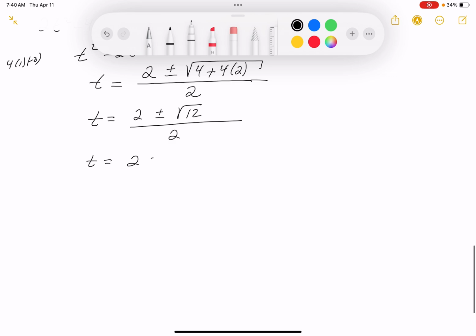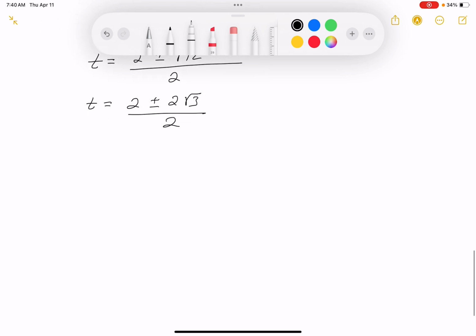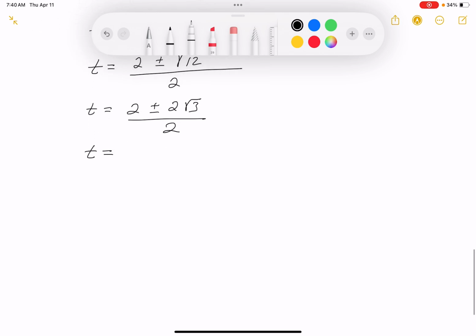So it's going to be 2 plus or minus the square root of 4, which is 2. We get 2 root 3 over 2. Now, I'm not saying it's a nice looking number in the world, but I got 1 plus or minus root 3 over here. Right? 2 divides into both of those terms.